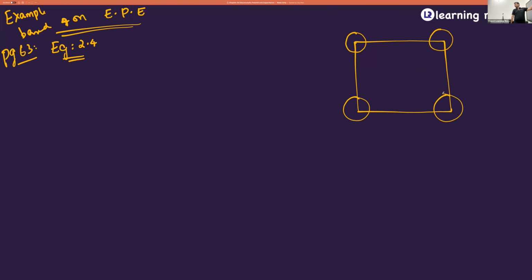And how much is the value of each charge? Tell me from left hand side. Tell me for this one. Q. And what is the side? What is the side D? Okay. So the side of the square is D. Now what are they asking? Calculate the amount of work that is needed to be done to bring this kind of an arrangement.